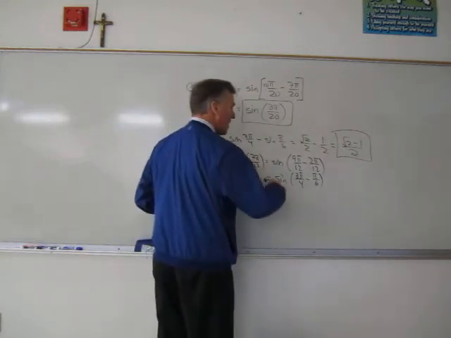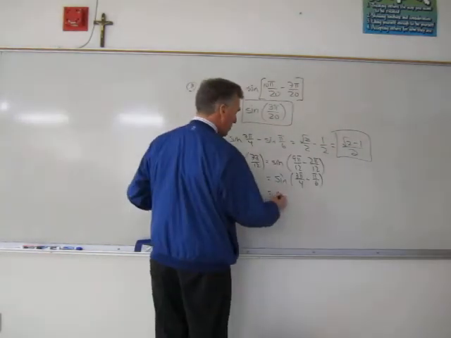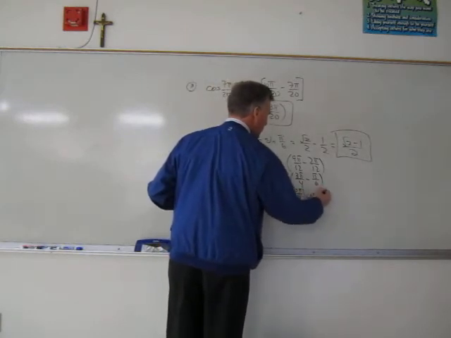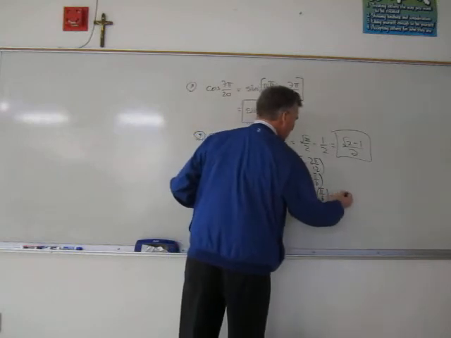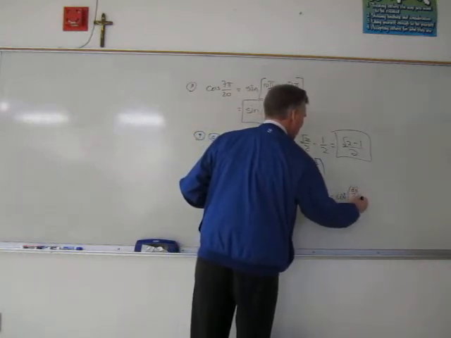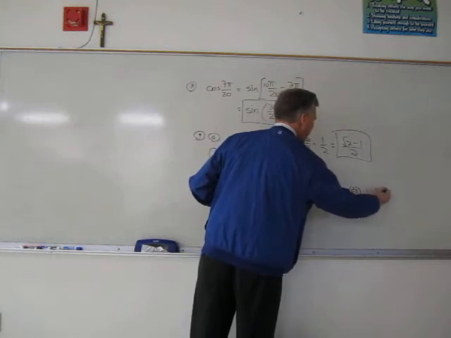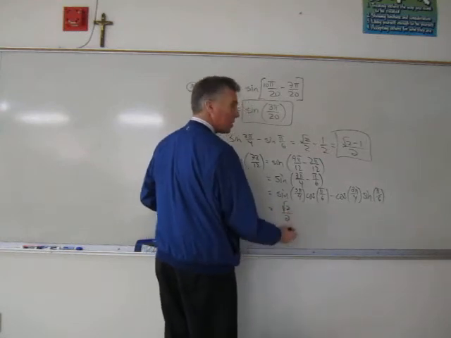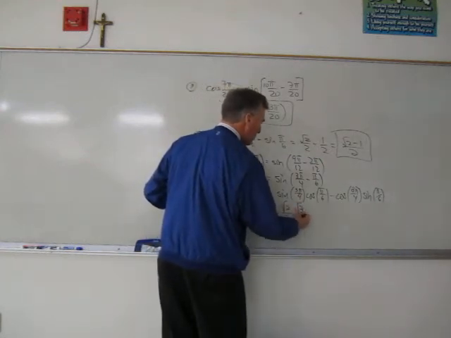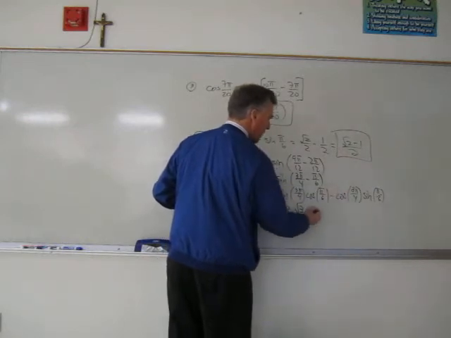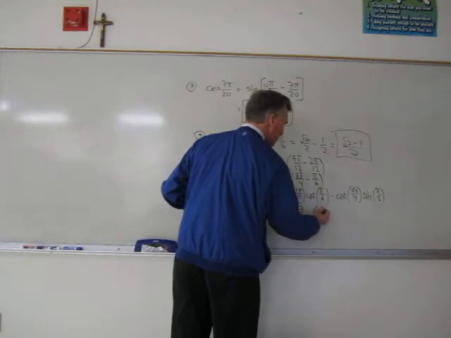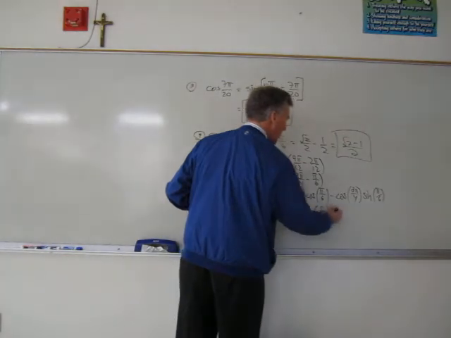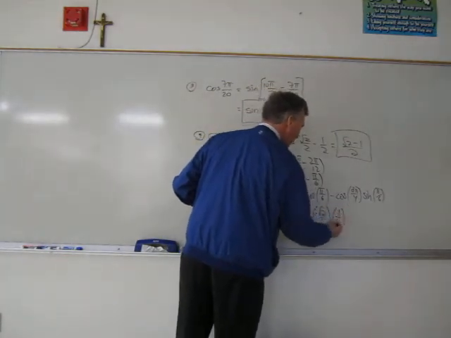The sine of a difference requires that I expand using the subtraction formula, which gives me sine of 3 pi over 4 cosine of pi over 6, minus cosine of 3 pi over 4 sine of pi over 6. Well, sine of 3 pi over 4 is root 2 over 2. Cosine of pi over 6 is root 3 over 2. Cosine of 3 pi over 4 is minus root 2 over 2. And sine of pi over 6 is 1/2.